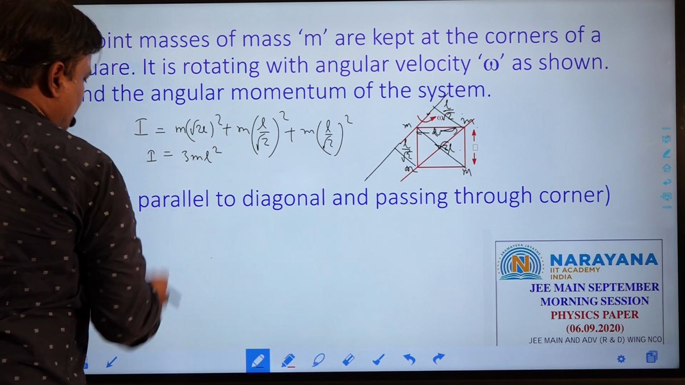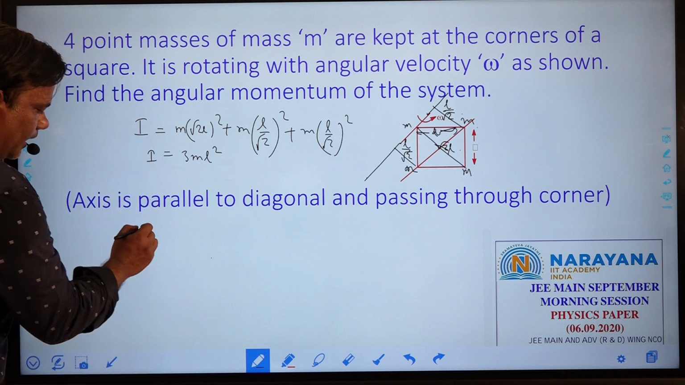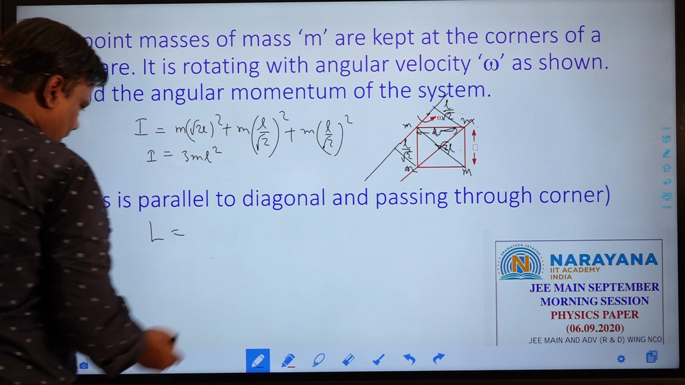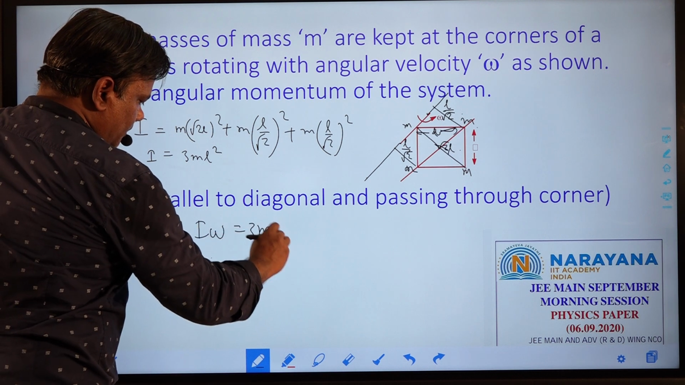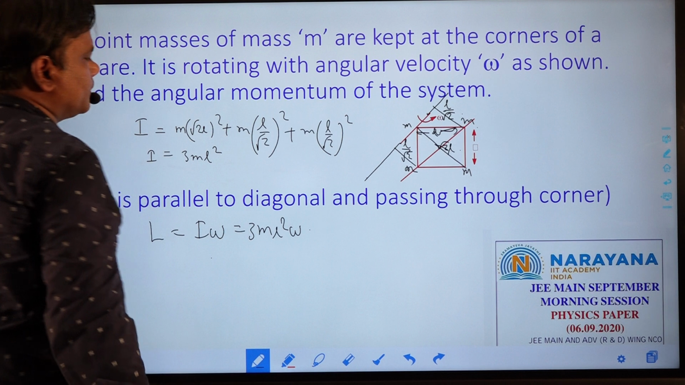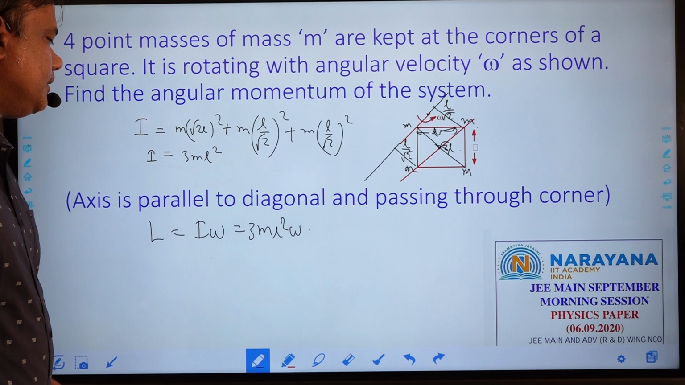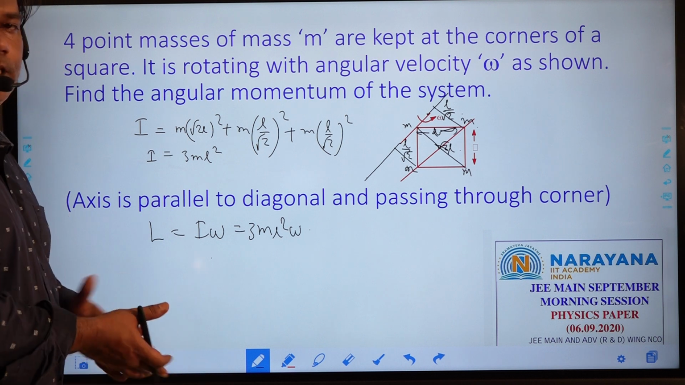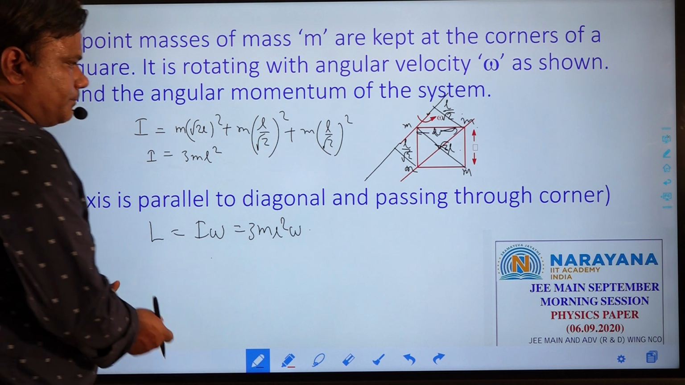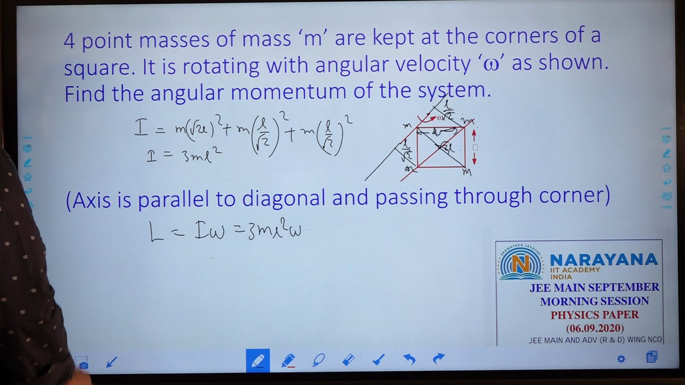Now once you get your moment of inertia, then we will get angular momentum L as L equals to I omega, which is 3 ml square into omega. So answer of this question can be 3 ml square omega based on whatever the memory of the student. Okay. So we will now look at the next question.